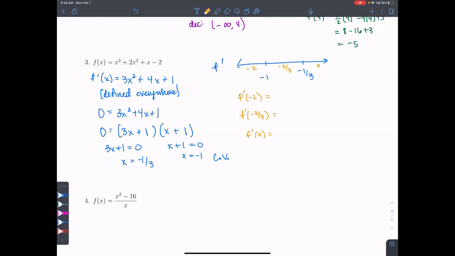So 3 times -2 plus 4 times -2 plus 1, that's -6 minus 8. So this is going to be -6 minus 8 is -14 plus 1, -13 or something. It's negative. Uh-oh. -6. Oh man.